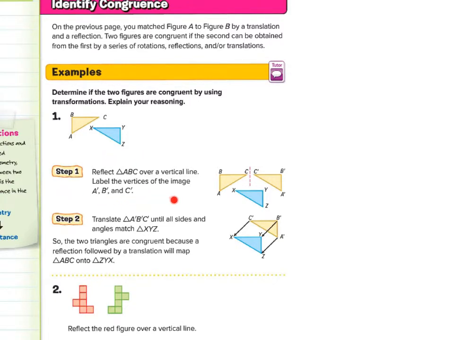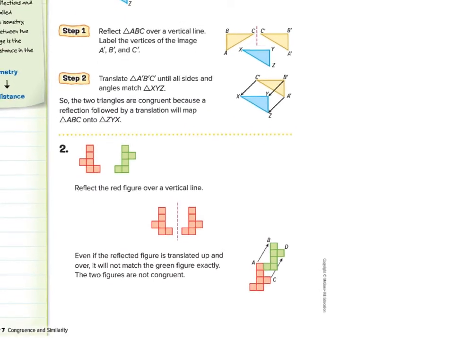Step 2, translate ABC until all sides and angles match. You see that? Okay, so the 2 triangles are congruent because a reflection followed by a translation will map. So a reflection followed by a translation, and then it needs to be moved. They'll match perfectly. Okay, example 2.